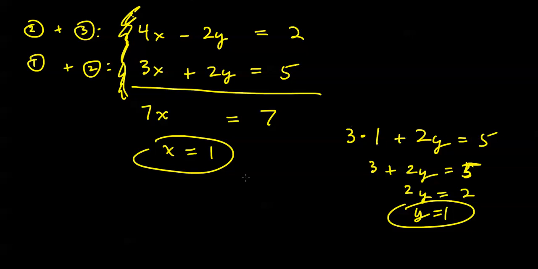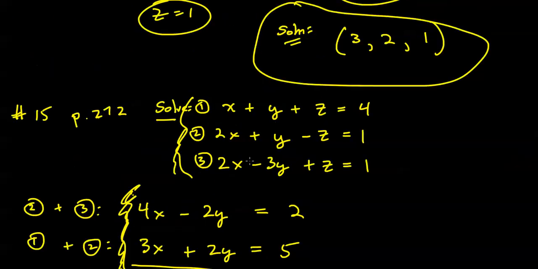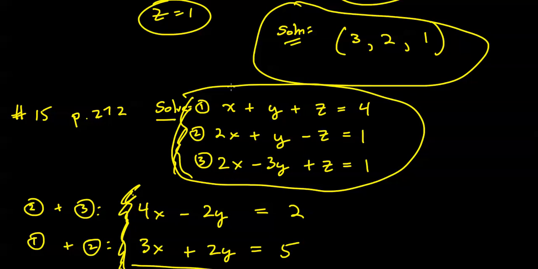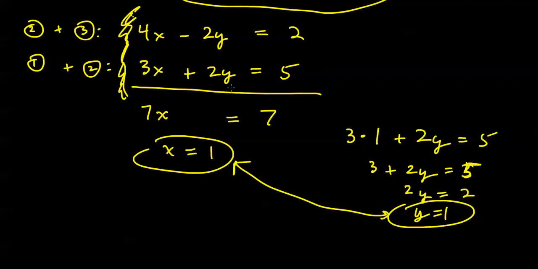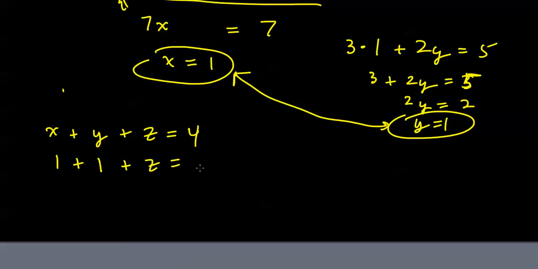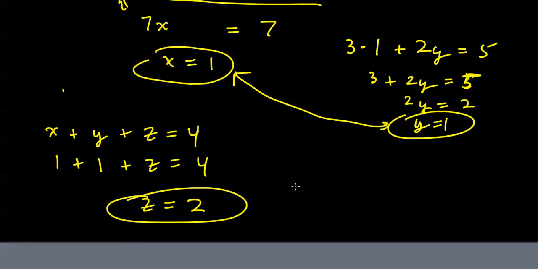Now I'll take that solved 2 by 2. In other words, take these x and y values, go back to any one of these original equations, plug in x and y respectively, and solve for z. And I believe the top equation is the simplest, so I'll pick that one. x plus y plus z must equal 4. So if x is 1 and y is 1, 1 plus z must equal 4. And of course, z equals 2. So there's my solution for z.